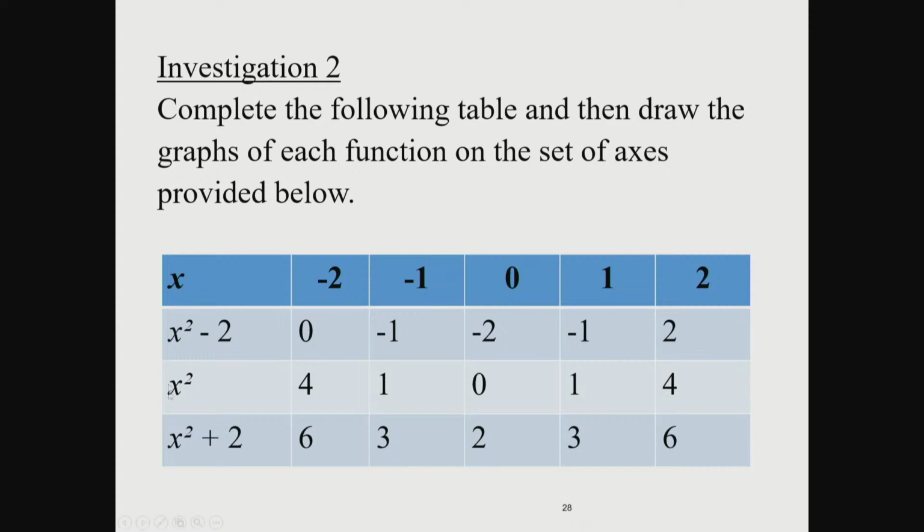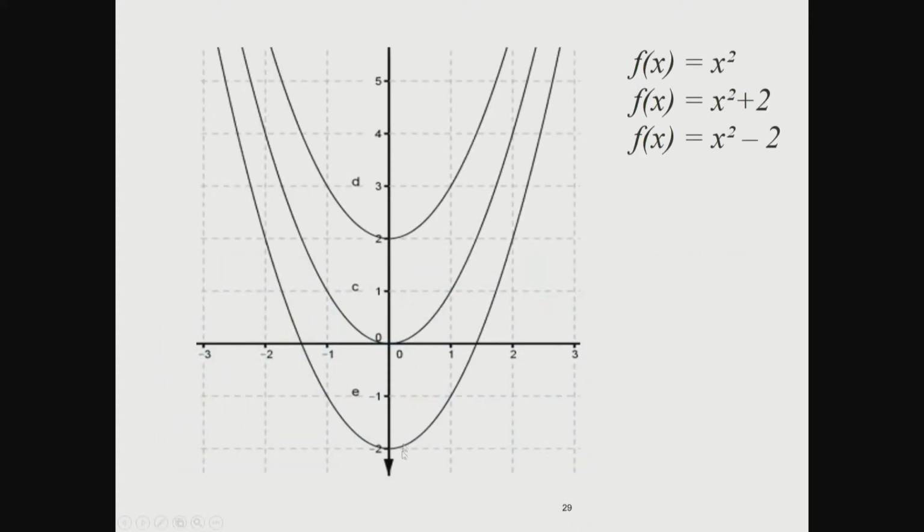From there, you can have x squared, you can have x squared minus 2, you can have x squared plus 3. Then you complete the table. After completing the table, what you are expected to do is draw the graph of each of these functions. Very, very important. Let's see what we are having. These are the graphs. Can you tell exactly what is happening? This is f(x) equals x squared, here it is. It's at the origin there. The turning point is 0 and 0.